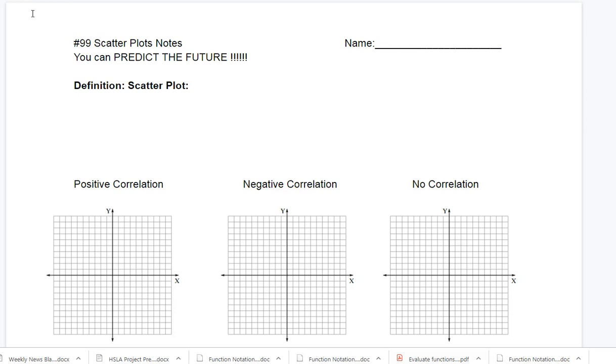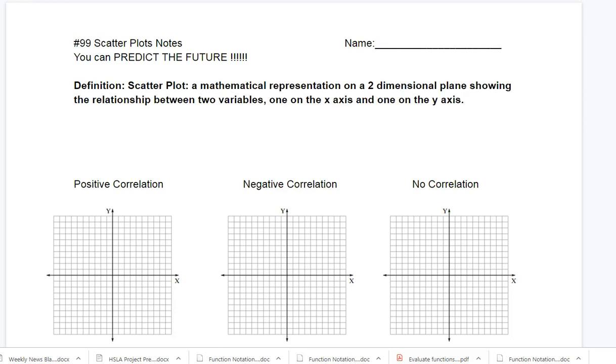A scatter plot is simply a mathematical representation on a two-dimensional plane showing the relationship between two variables, one on the x-axis and one on the y-axis. Okay, that sounds more complicated than it needs to be. All it is, to give you an example down here, you're going to have on an XY plane two variables, one on your x-axis, one on the y-axis, and then you're going to have a bunch of dots, okay?